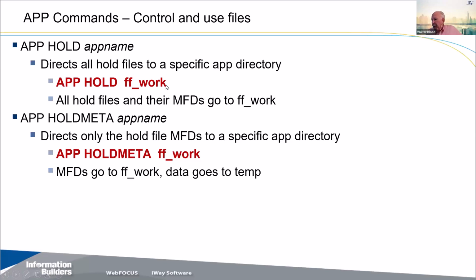APP HOLD and APP HOLD META allow me to tell the hold mechanism where to put stuff. APP HOLD FF WORK is going to put all the hold files and the metadata into FF WORK. It doesn't have to be the app directory that you're currently in. APP HOLD META will do the same thing, but only for the metadata. The data itself is going to go to wherever you've got it currently directed.